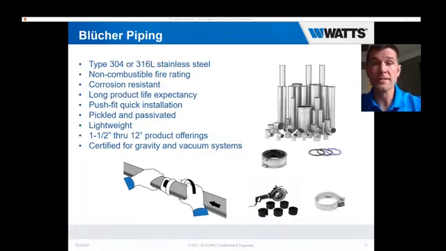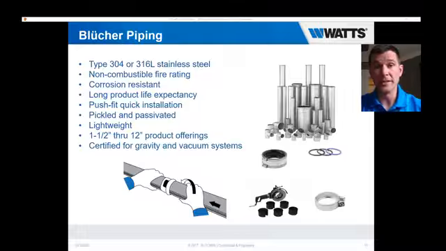The other key, not only with siphonic roof drainage for BLÜCHER but with all roof drainage, is the use of our push fit piping. It comes in 304 or 316 stainless steel. The key for buildings is that it is non-combustible, fire rated, very corrosion resistant, and has a long life. The push fit installation is a very fast connection point. There's no welding, and no clamping or coupling to clamp down. It is pickle passivated, which means it has a chromium oxide coating covering the pipe, giving it more resistance, more strength, and more longevity.